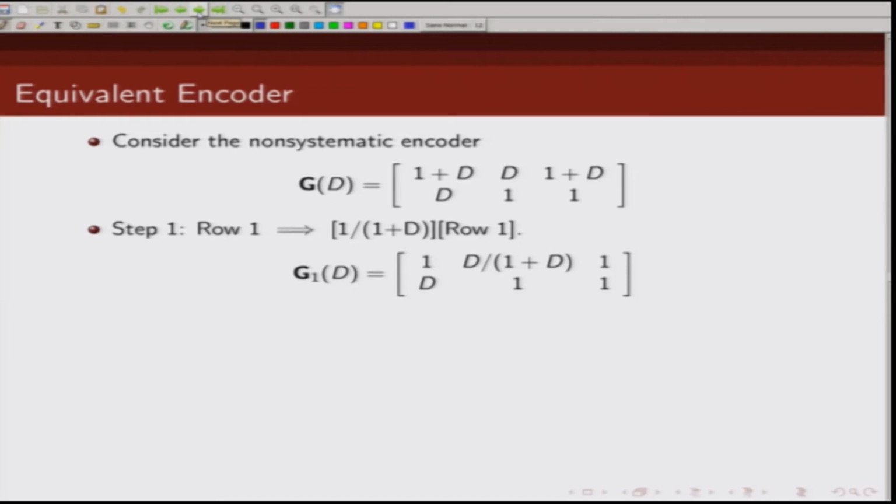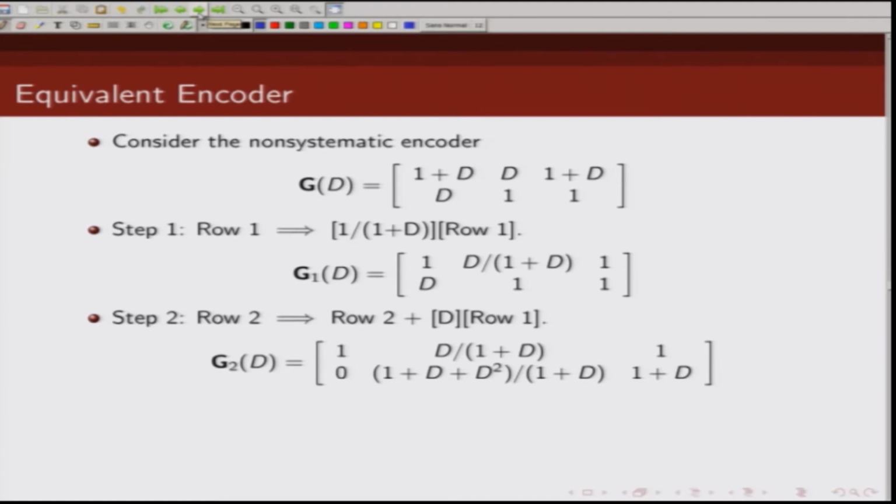First, we will do this transformation: row 1, we will try to make this as 1. How can we make this as 1? If we multiply row 1 by 1 plus D, this term will become 1, this term will become D by 1 plus D, and this term will become 1. We leave the second row unchanged.